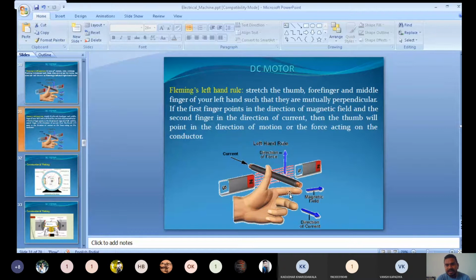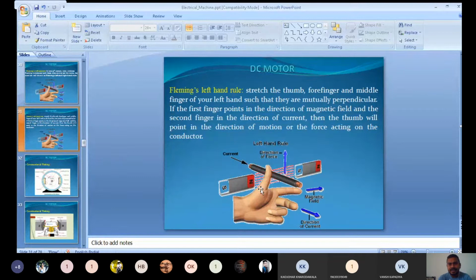This second finger represents the direction of current flowing through the conductor. This is the conductor which is placed in the magnetic field, and current is flowing from this end to this end. That means the direction of current is like this. So this second finger represents the direction of current flowing through this conductor. Then the thumb represents the direction of motion of the force acting on the conductor.